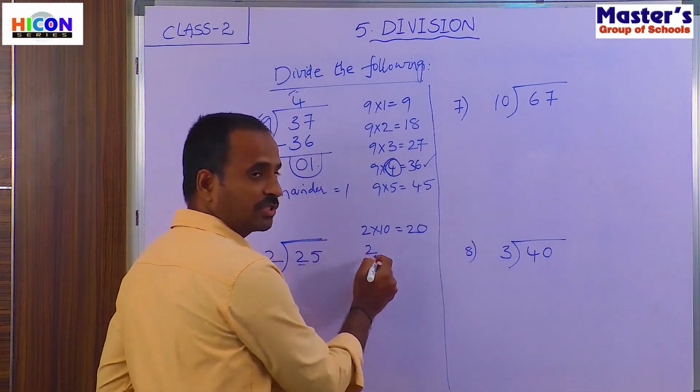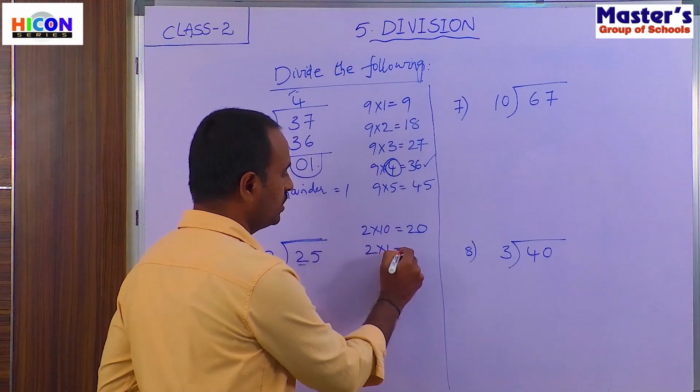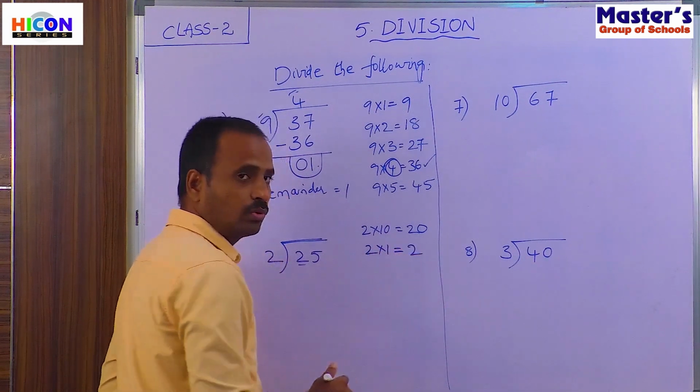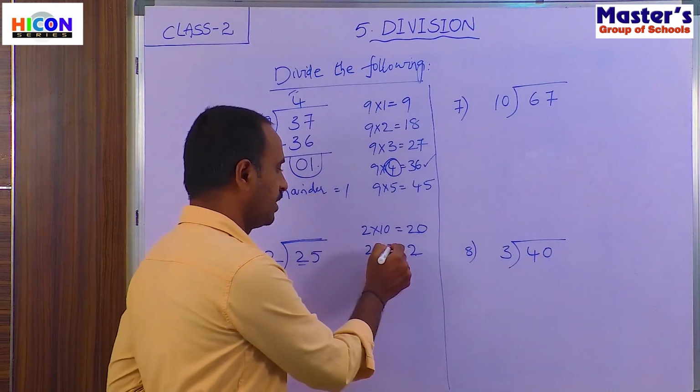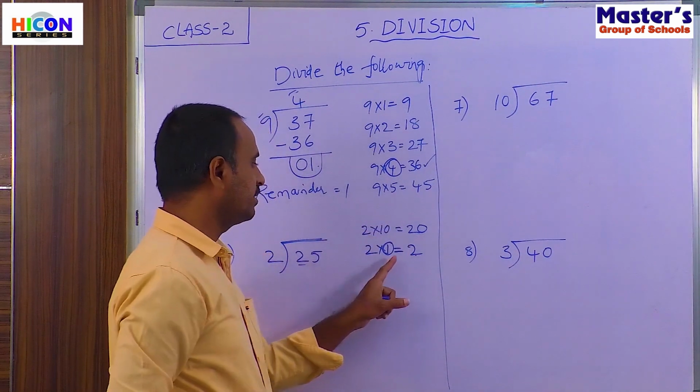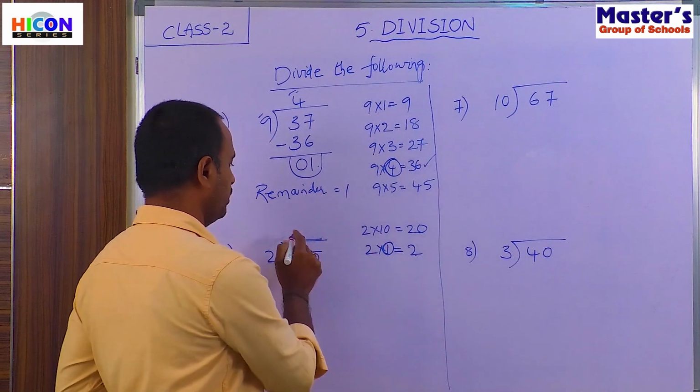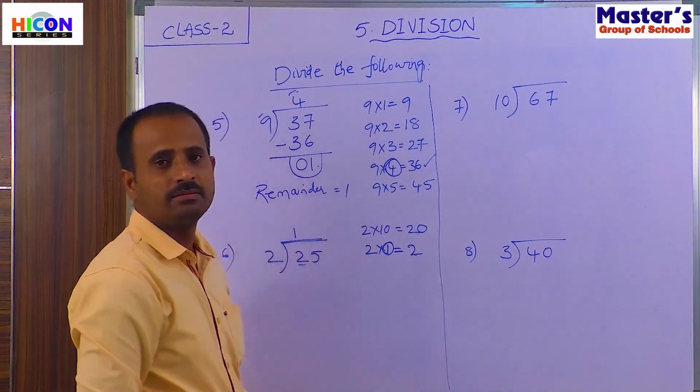Now let us recall the second table. 2 ones are 2. So we have got the number 2. How many times have we taken? We have taken 1 time to get the number 2. So write 1 in the quotient above the dividend.